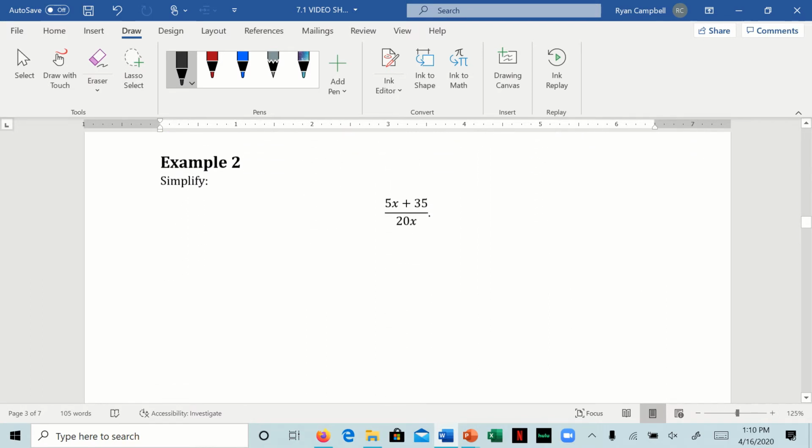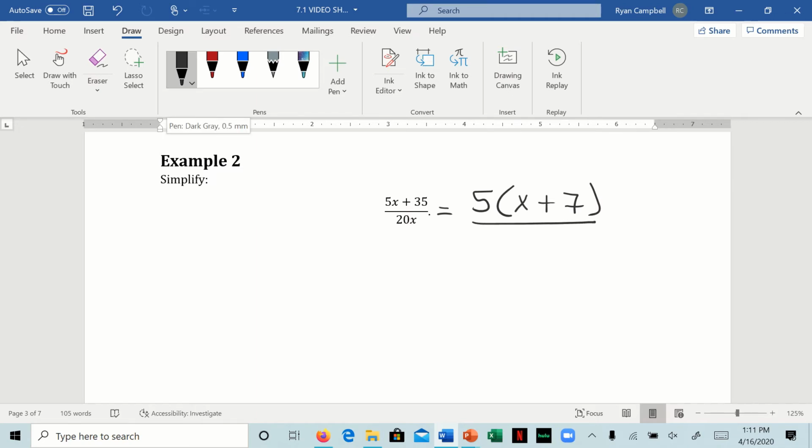So let's simplify. Let's factor the top. We can see that 5 is in common with both terms, so we can rewrite that as 5 times, and then what times 5 is 5x? X. What times 5 is 35? 7. So the top is going to be 5 times x plus 7. We can also factor out the bottom. We can see that 20 is 5 and 4, 2 and 2, so that's 2 times 2 times 5 times x.